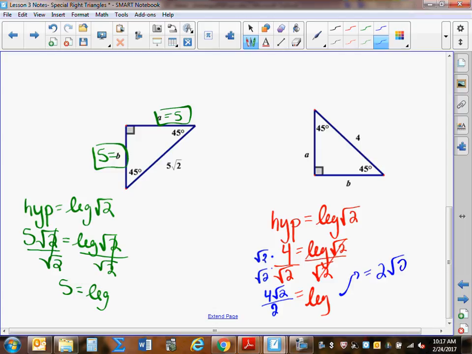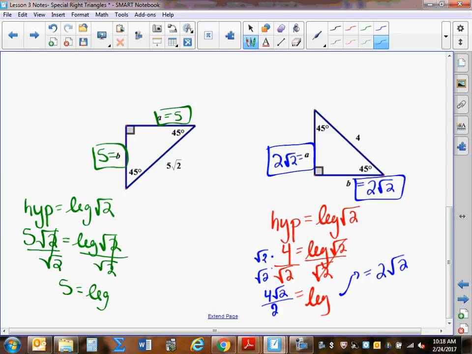2 root 2. So each of my legs is 2 root 2 and 2 root 2. When you do this, go ahead and double check to make sure you did it correctly. If I take my leg and multiply it by root 2, 2 root 2 times root 2, or root 2 times root 2 is 2, 2 times 2 is 4. That would get you back to your hypotenuse. So you know that you've done it correctly. You have a built-in check there to know that you've done it correctly.